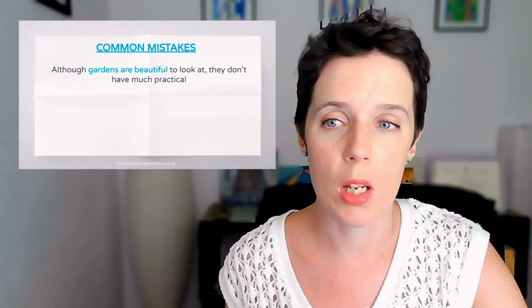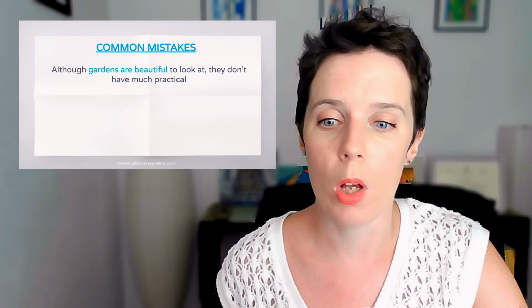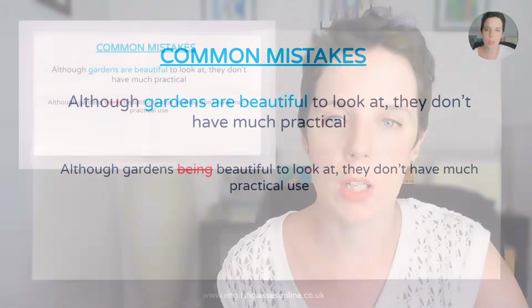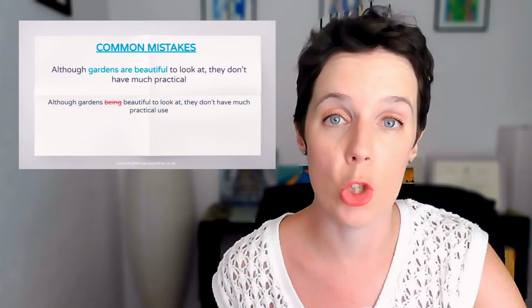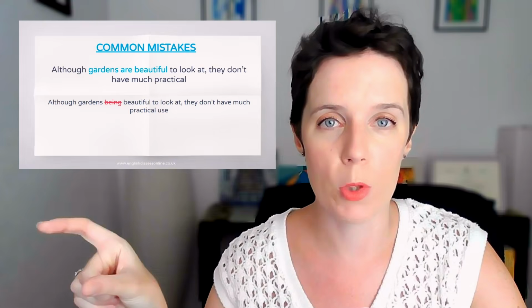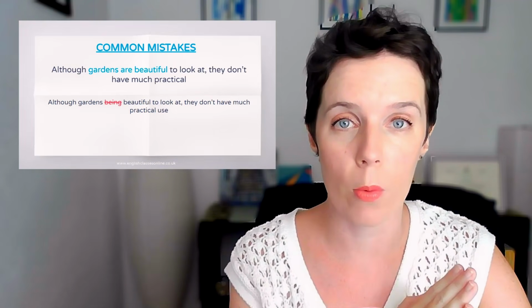Another common mistake is with although and even though. A lot of the time, people will say, although gardens being beautiful to look at, or to be. You can't do that. So you cannot use an infinitive verb and you cannot use an ing form either with although. You need to use a subject, a verb, and an object after although.